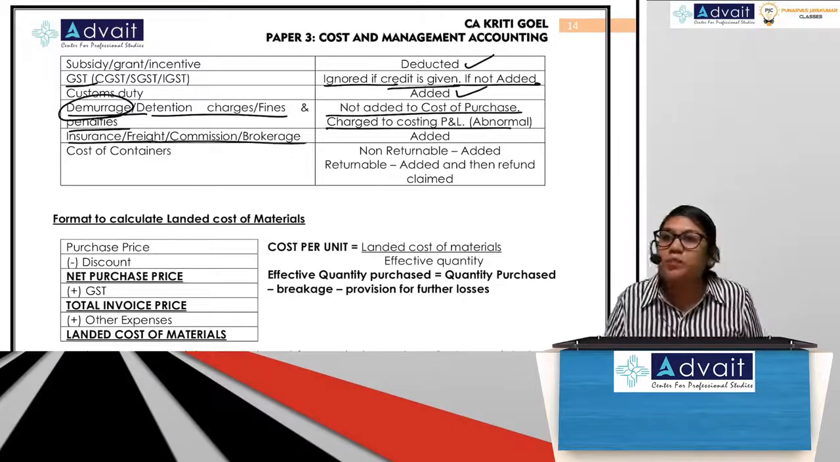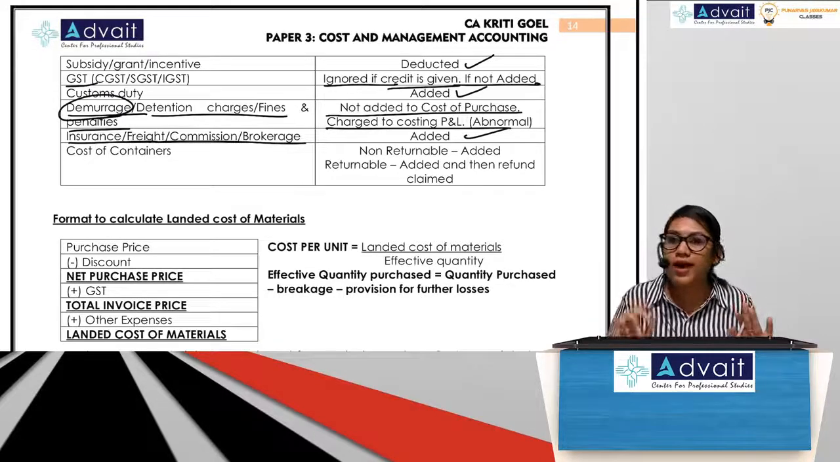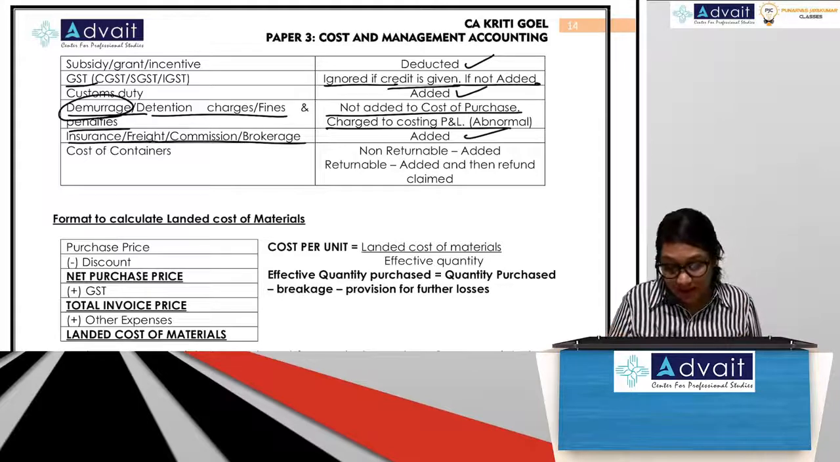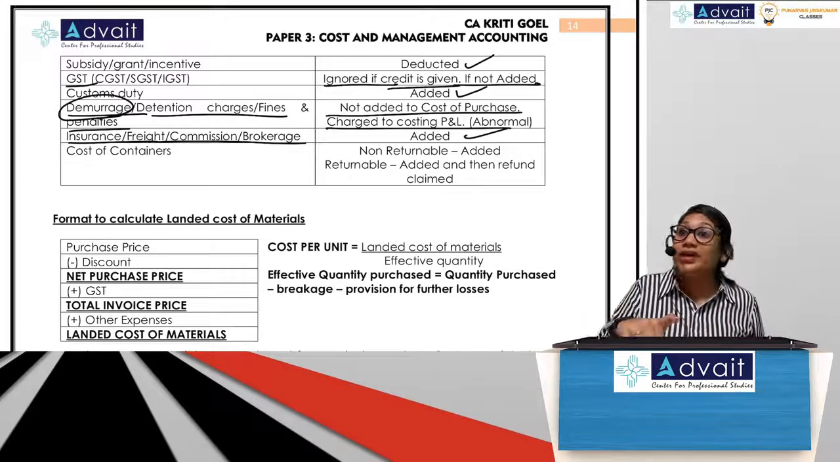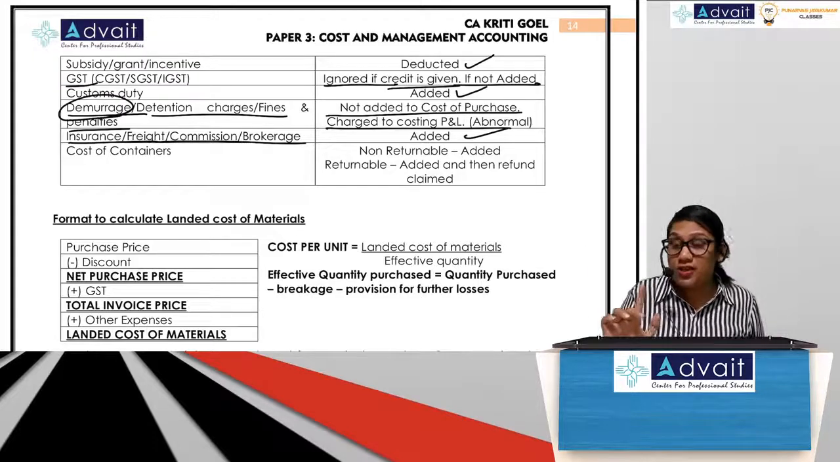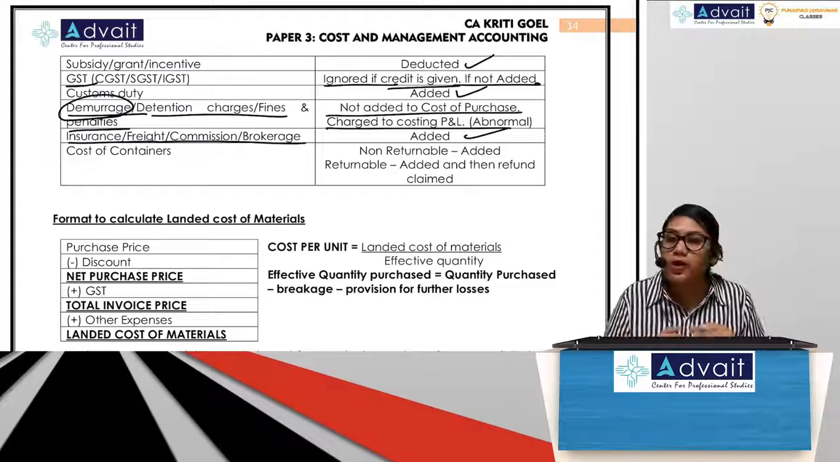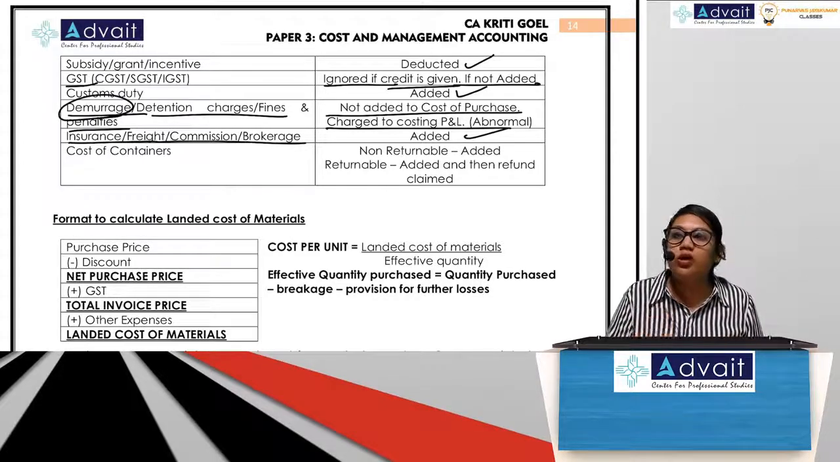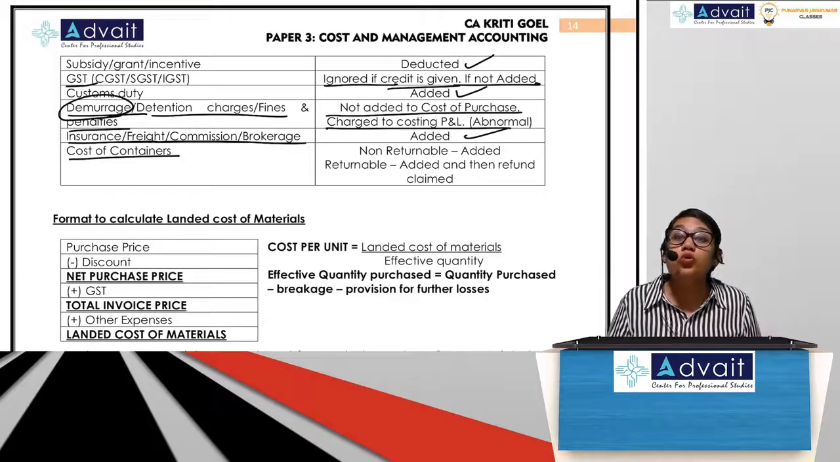Insurance, freight, commission, brokerage, all of this will be added. Correct? Any sort of transit insurance that you may have taken, freight that you are paying. Yesterday, if you remember, we added freight inwards to cost of purchase. Correct? Any sort of commission or brokerage to bring in the material, all of this will be added. It is very much part of the landed cost of materials. And cost of containers. What do you do with containers?